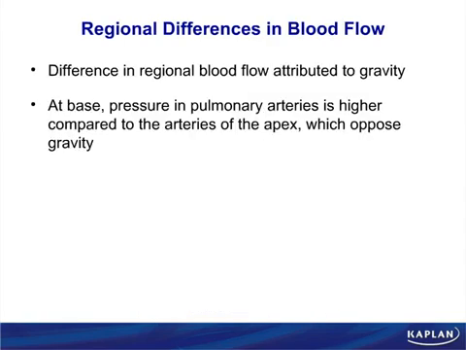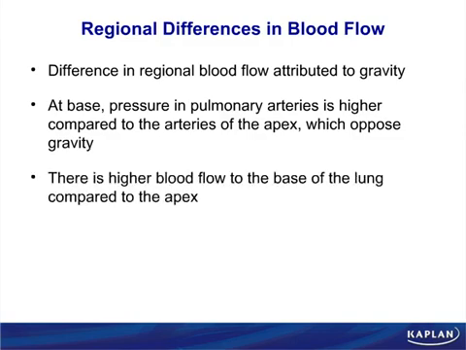Blood flow is also going to be influenced by gravity. At the base, pressure is higher, so intravascular pressure in the pulmonary arteries is higher compared to arteries at the apex, because we're going against gravity, going up. So intravascular pressure is less in the apex. So as a result, we're going to have more blood flow to the base of the lung compared to the apex.